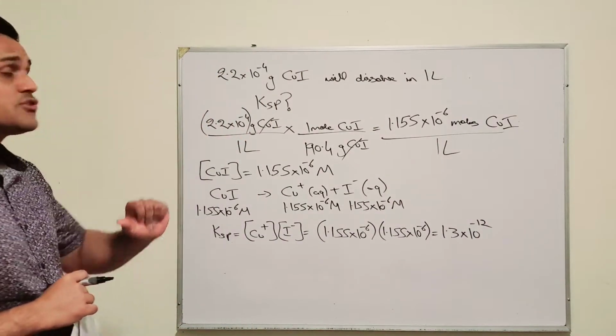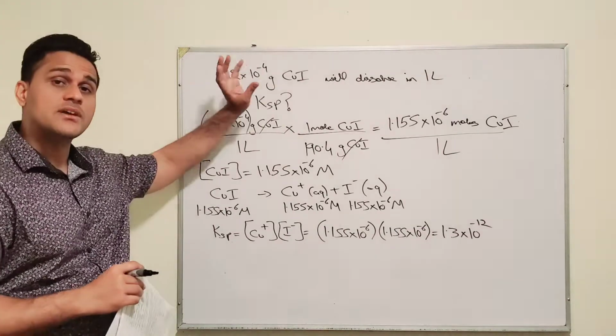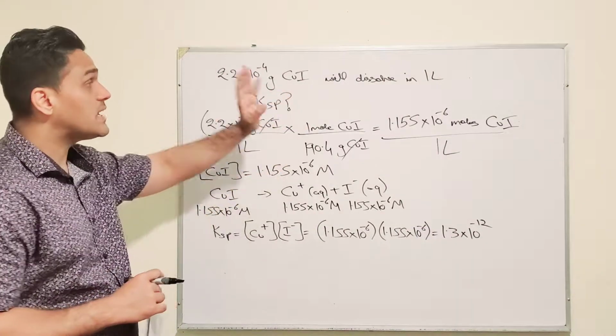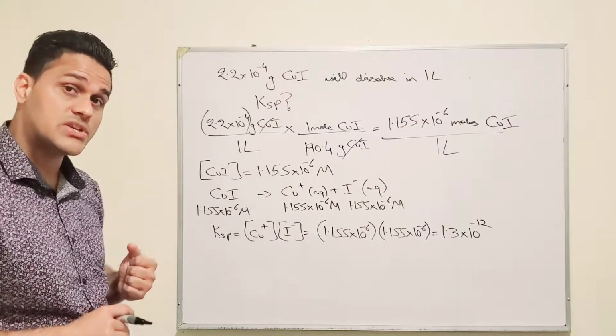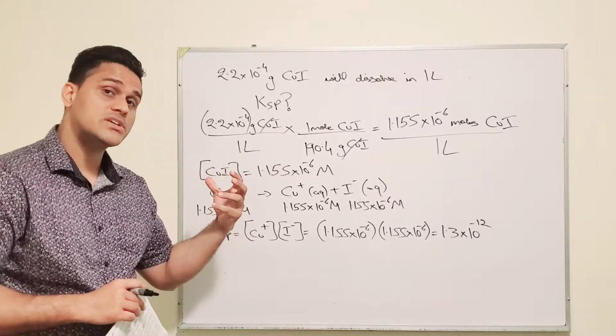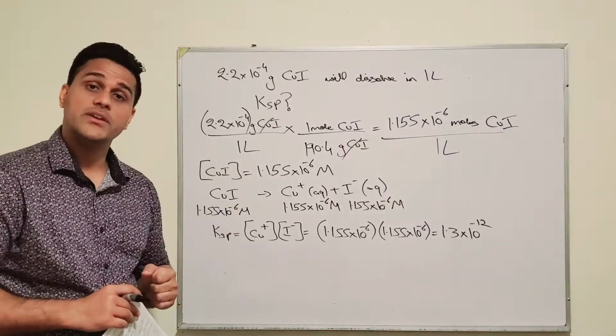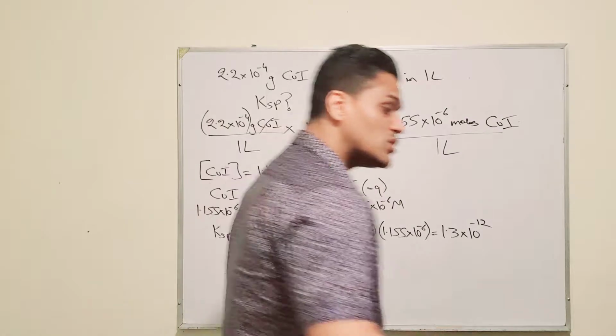Okay, guys? So bottom line is, anytime you see grams converted to moles, from that you're going to get your molarity, your concentration. Once you have your concentration, finding KSP will be very easy. Okay? We'll do one more example.